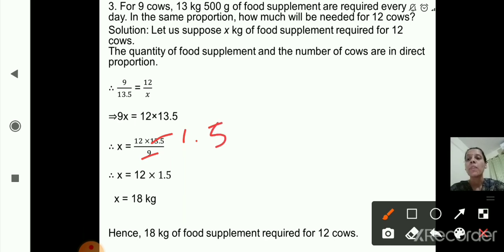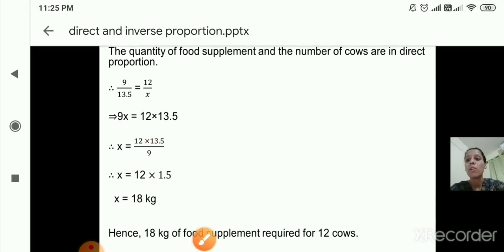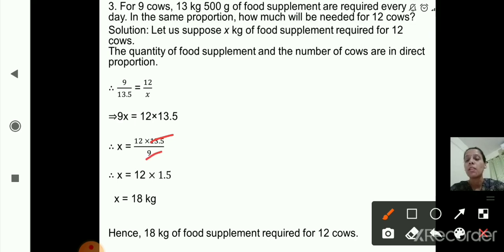And which number is there? 12. So 12 multiplied by 1.5. See here, x is equal to 12 multiplied by 1.5. From where did we get this 1.5? That is 13.5 divided by 9. So 12 multiplied by 1.5, the answer is 18 kg. Hence the final statement is, 18 kg of food supplement is required for 12 cows.